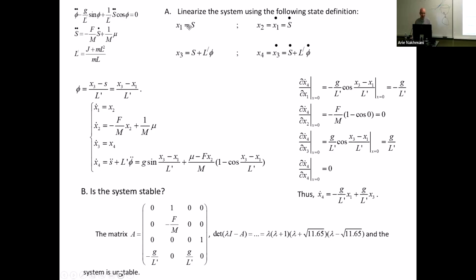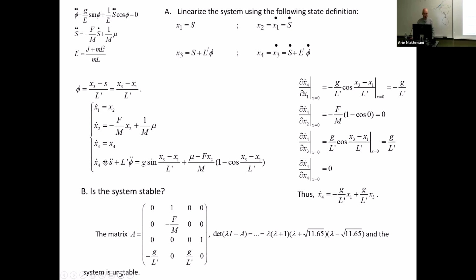So x1 dot, which is s dot, equals just x2 by definition, right? x2 dot equals that thing I'm taking from that equation, because x2 dot is s double dot, right? And s double dot is given by this equation. And this equation is linear, so I'm staying with the linear equation. And this will be my u in the future, right? Mu and u are the same thing in that case. x3 dot, again, by definition, equals the dot here, so it's x4.